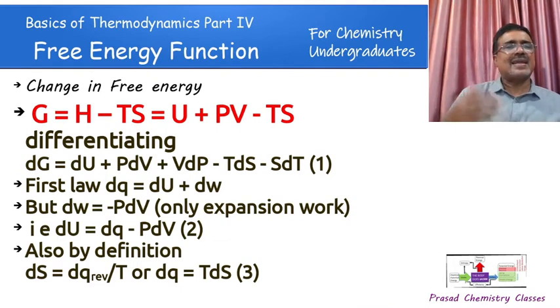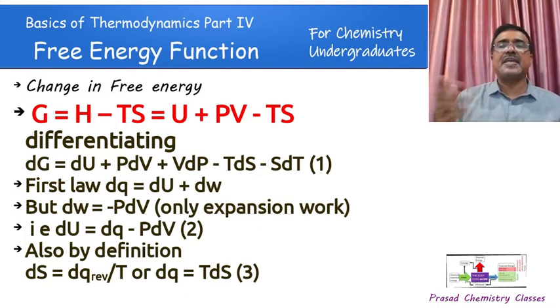Okay, now we can consider change in free energy. We can obtain equations for change in free energy. You take the same expression, G is equal to H minus TS, that is equal to U plus PV minus TS. Differentiating, you get dU plus PdV plus VdP minus TdS minus SdT. That's fine. First law, dq is equal to dU plus dw, right?